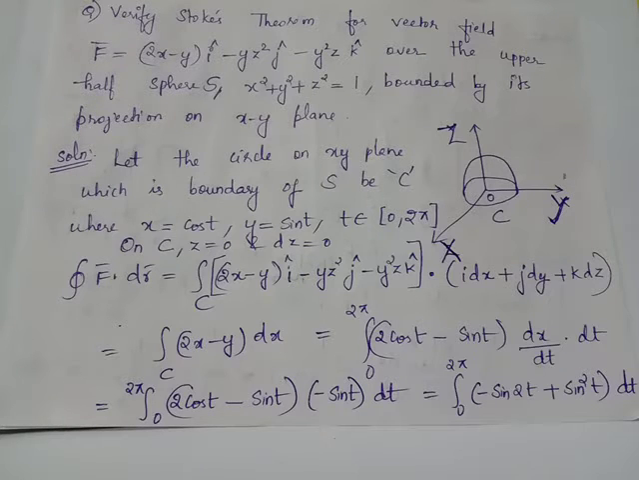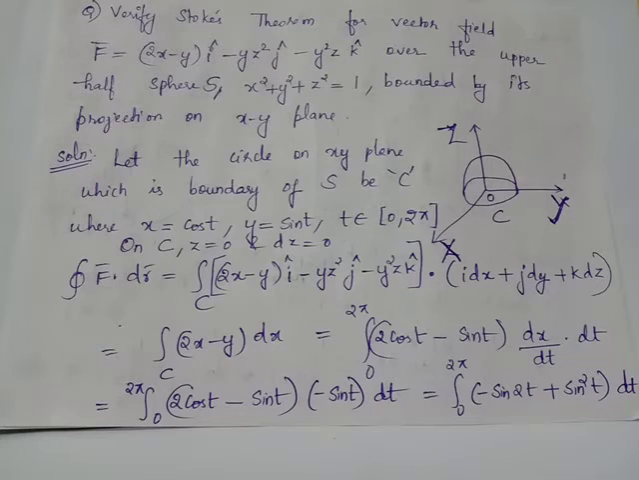Since C is a unit circle, it satisfies the parametric equations x equals cos t, y equals sin t, where t varies from 0 to 2 pi. Since we are asked to verify Stokes' theorem, let us work on the LHS of Stokes' theorem. Recall that Stokes' theorem establishes a relationship between the line integral over C of f bar dot dr and the surface integral, double integral over S of curl f bar dot n cap ds.